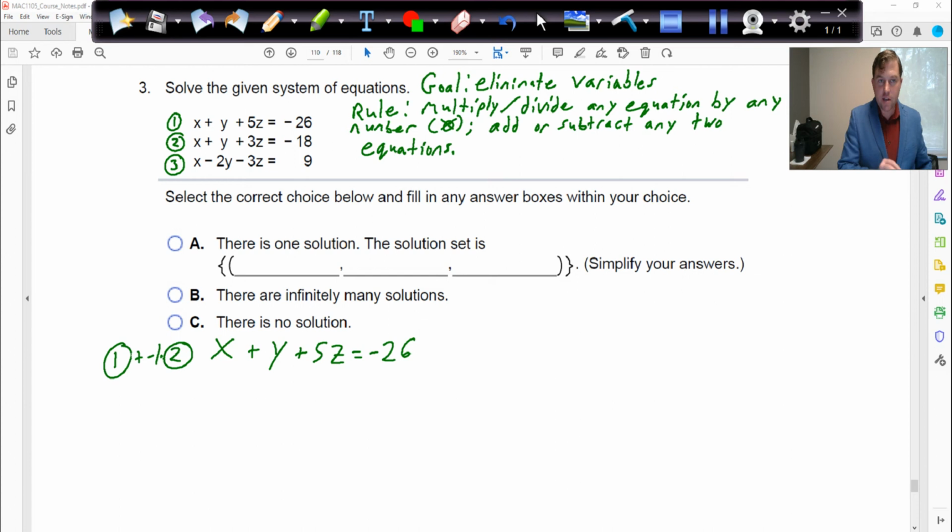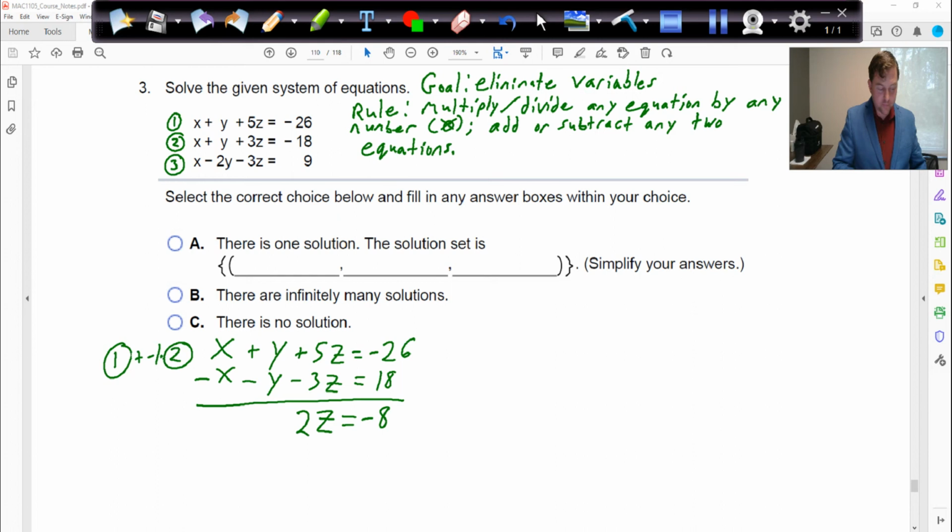Now, I'm taking minus 1 times everything in equation 2. So instead of x, it's minus x. Instead of y, it's minus y. Instead of 3z, it's minus 3z. And that's going to equal positive 18. So notice I flip the sign on each term in that equation. And now I add straight down. X's cancel, y's cancel. 5z minus 3z is 2z. And minus 26 plus 18 will equal negative 8. Okay, and then we can just divide both sides by 2, and we'll get 1z is equal to negative 4. And that's going to go right here.